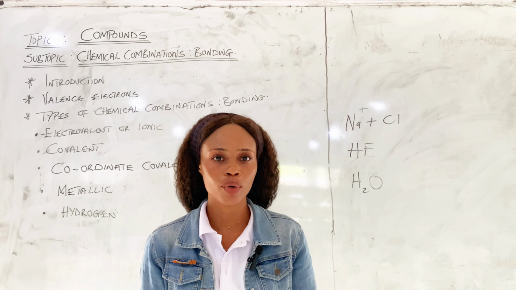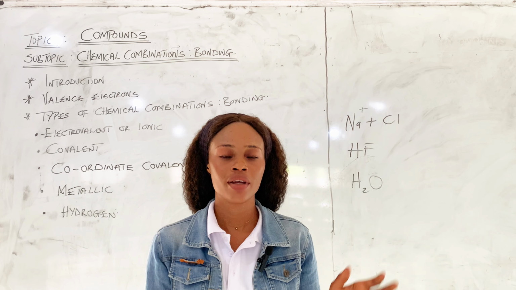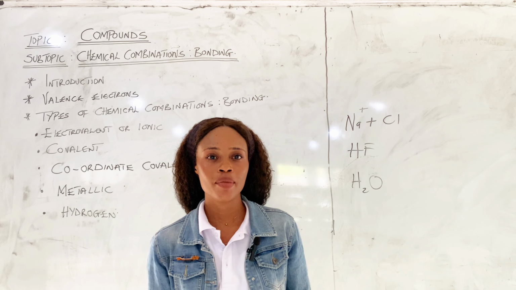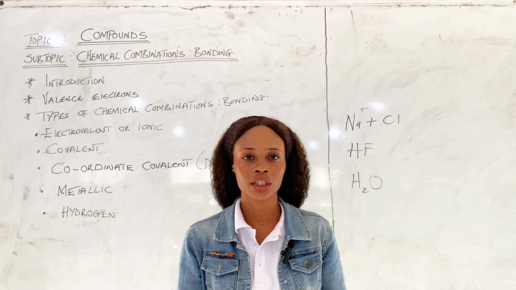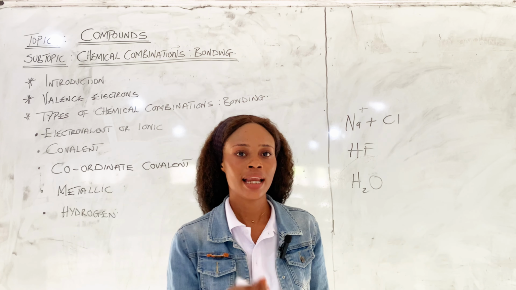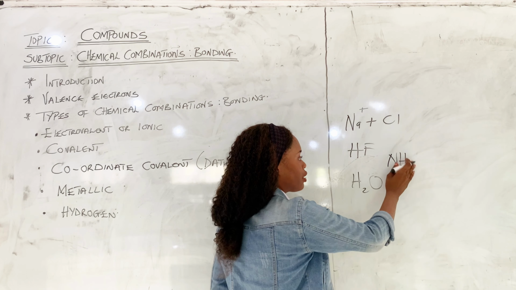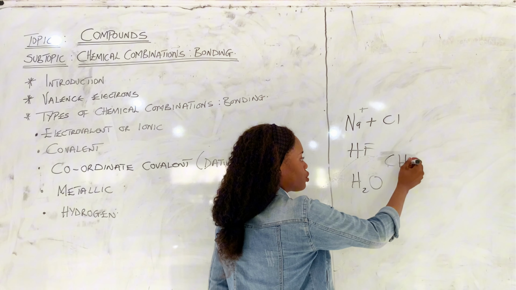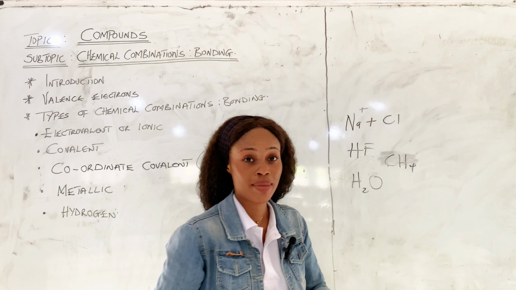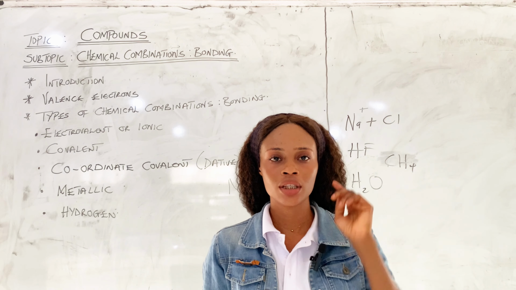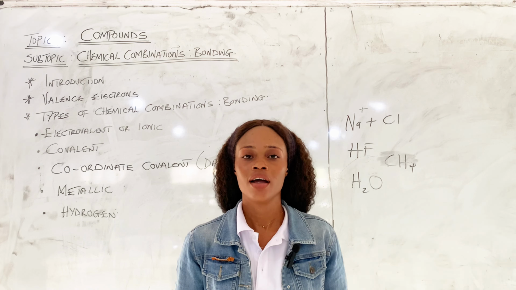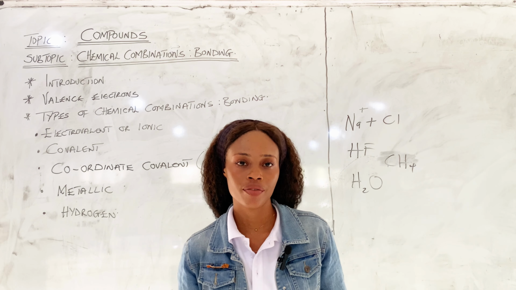Now for your covalent bonding, there is sharing of electrons. The element has to share electrons in order to attain stability, like in the case of CH4, which is methane. So please take note: electrovalent, complete transfer; covalent, sharing of electrons.